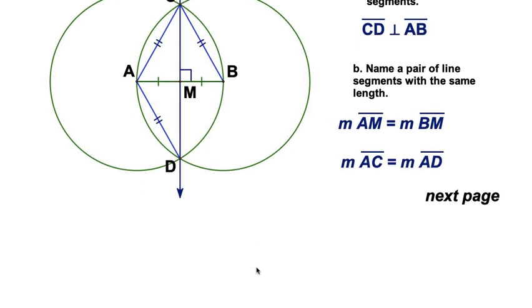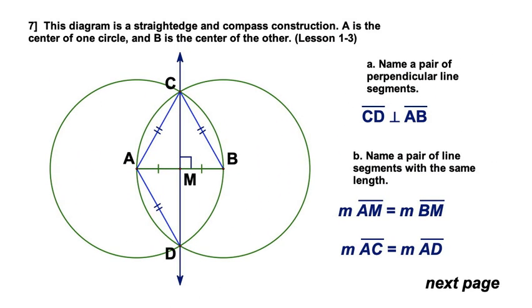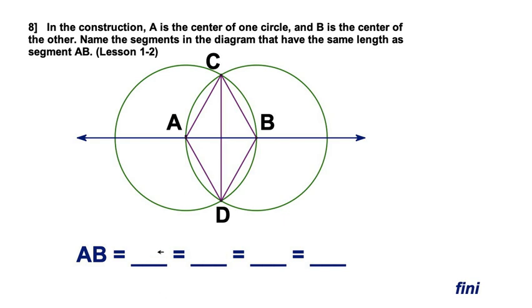Okay, last one. Oh, what am I doing? Last page. Here we go. Okay, in this construction, A is the center of one circle, B is the center of the other. Name the segments that have the same length as AB. Whoa. All right, well, this is kind of fun. So AB is clearly, and this is a review, we've seen this one before, AB has the same measure as AC. AB is also congruent to AD.